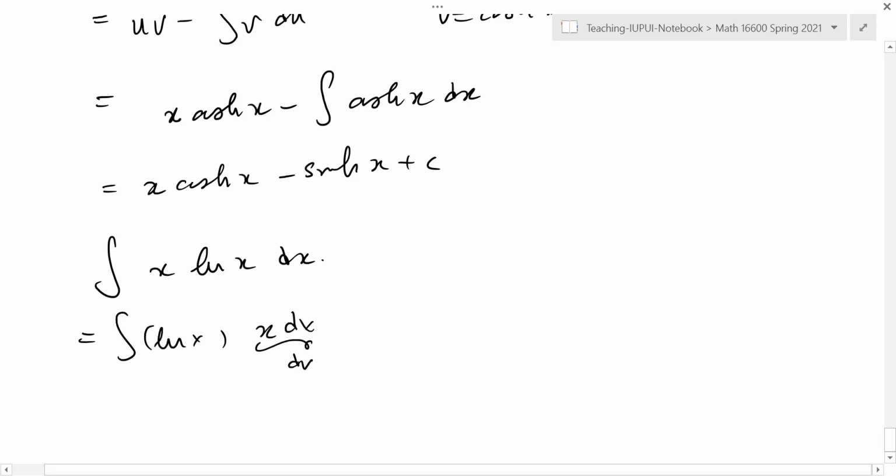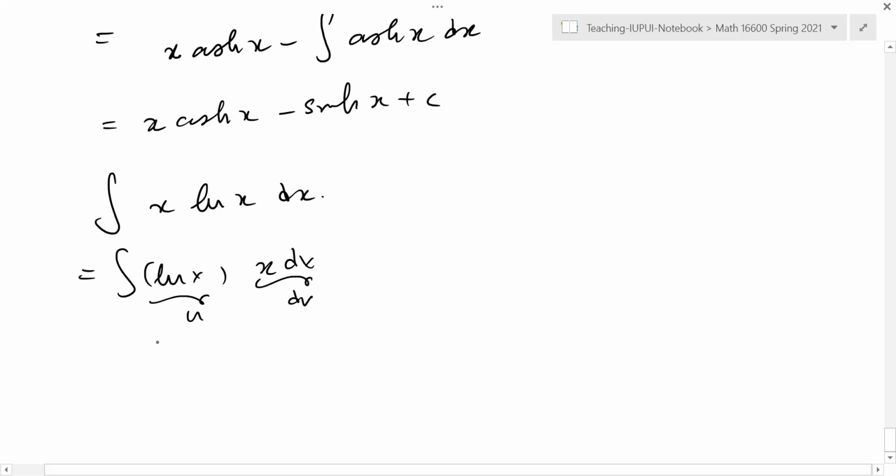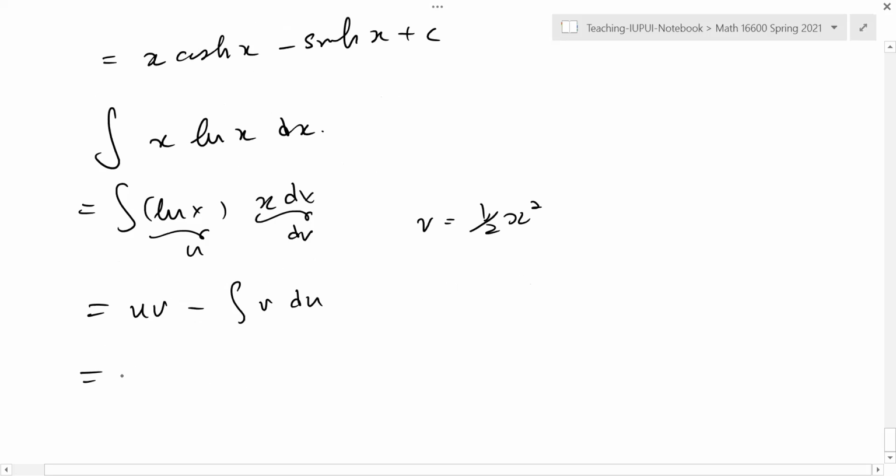That will be dv, and that is u. Then when you differentiate u, the natural log is gone. So what is v? V is half of x squared. So uv minus the integral of v du. u is the natural log of x, v is half of x squared, minus half of x squared. The derivative of u with respect to x will be 1/x dx. See, then the natural log is gone.